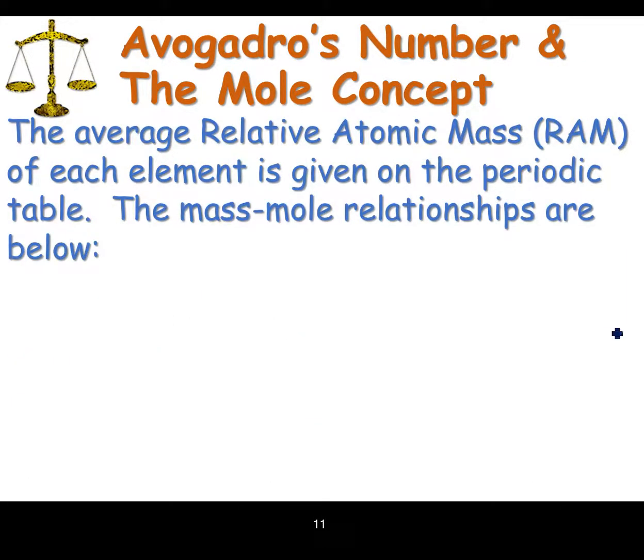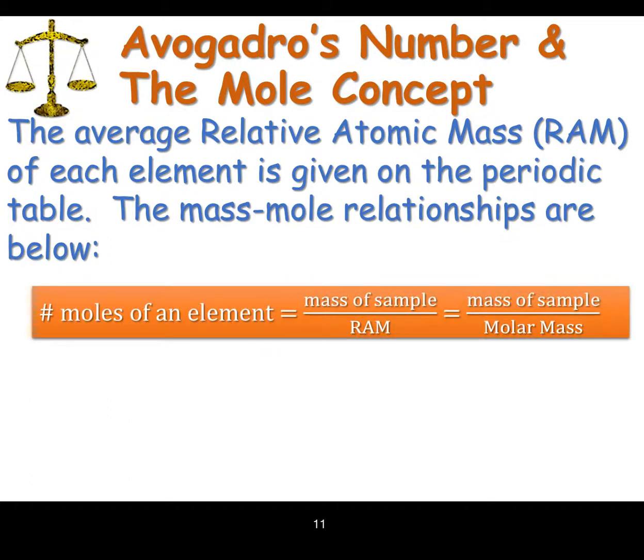Now let's get into using this. First off, let's list the relationships that we do know now. These are the mass-mole relationships that deal with relative atomic mass. First, moles of an element. The moles of an element is equal to the mass of that sample divided by the atomic mass, which is also equivalent to mass of the sample over molar mass, the general term for this RAM value.